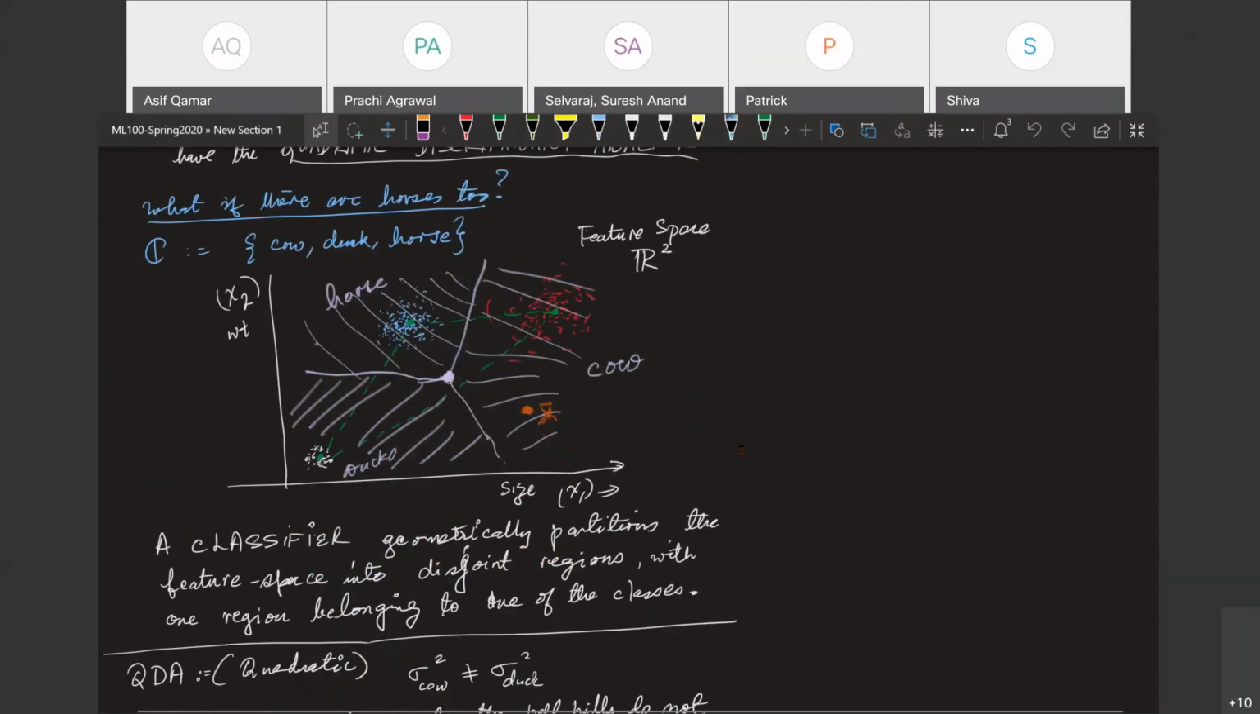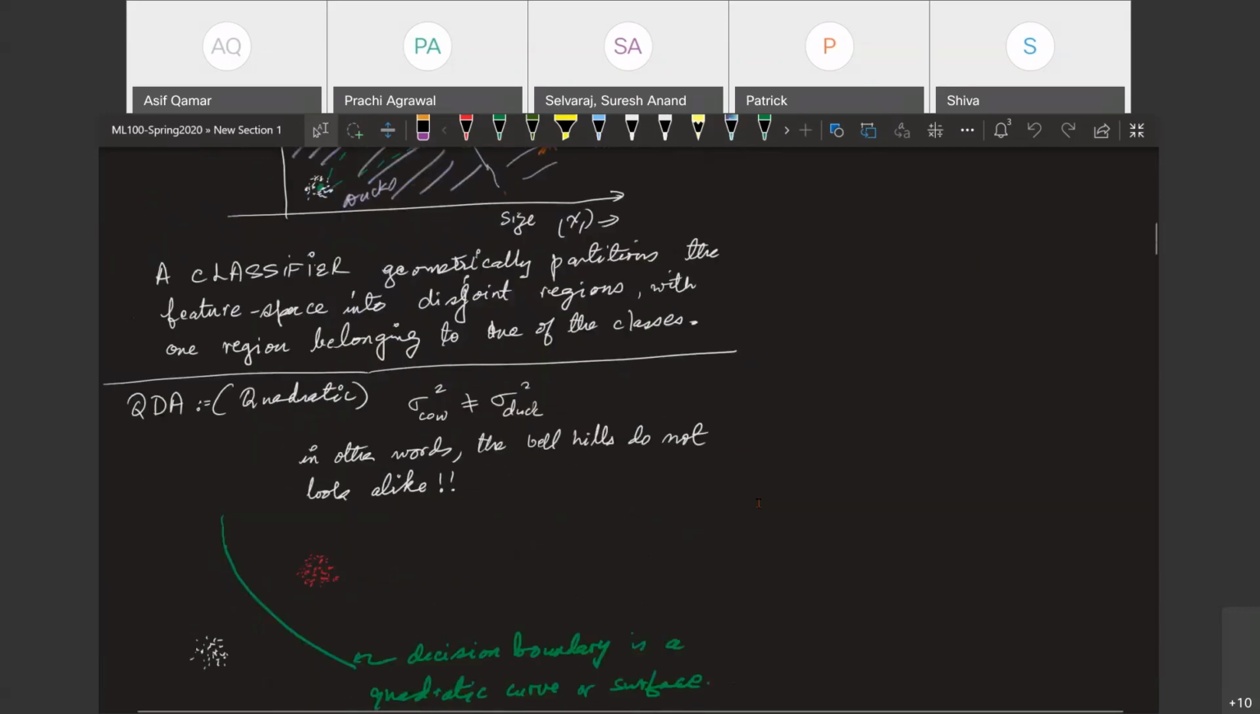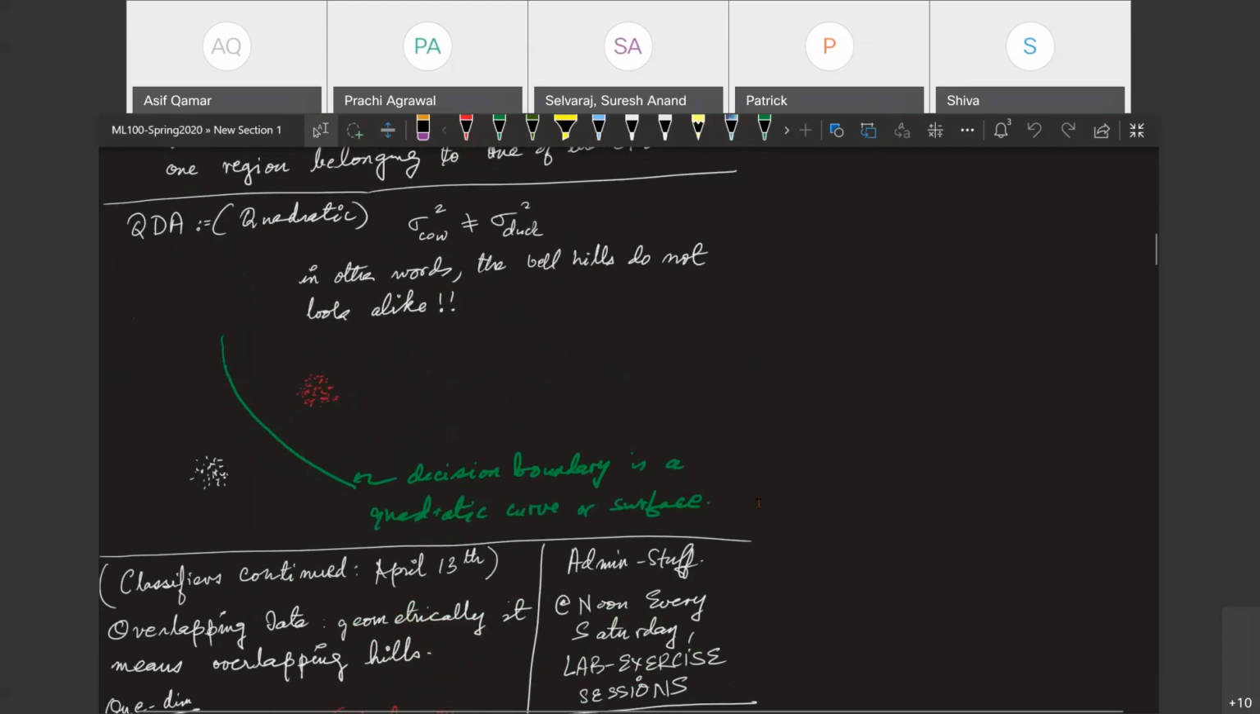One advantage of discriminant analysis is that it naturally does multi-class classification. So for example, if you have three classes of animals, cows, ducks, horses, that is perfectly okay. You can connect the hilltops, take the bisectors, and they'll meet. And so you can still partition the feature space into three regions. One for ducks, one for cows, and one for horses. So it's a very natural generalization to multi-class classification.